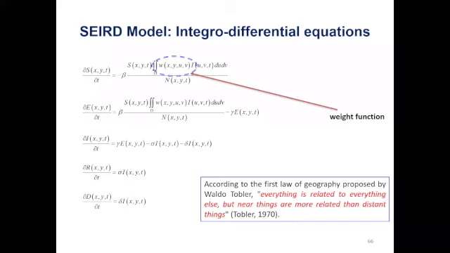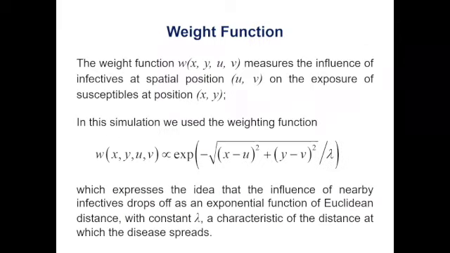Now, according to the first law of geography by Tobler, everything is related to everything else, but near things are more related than distant things. With the social distancing in place and all, it is all the more critical that the weight function accommodates the measures of influence of infectives at spatial position UV on the exposure of susceptible set positions XY. So our weight function in this simulation is having this exponential function.